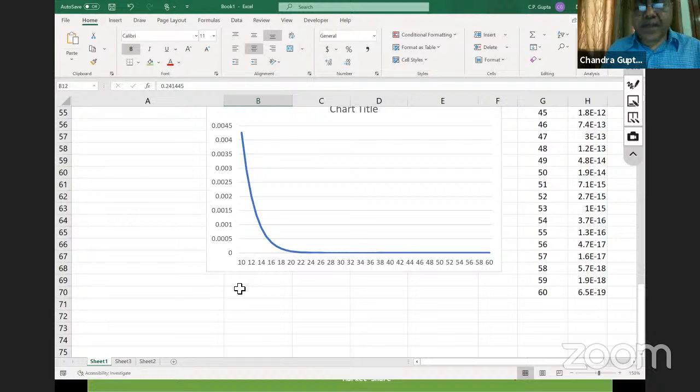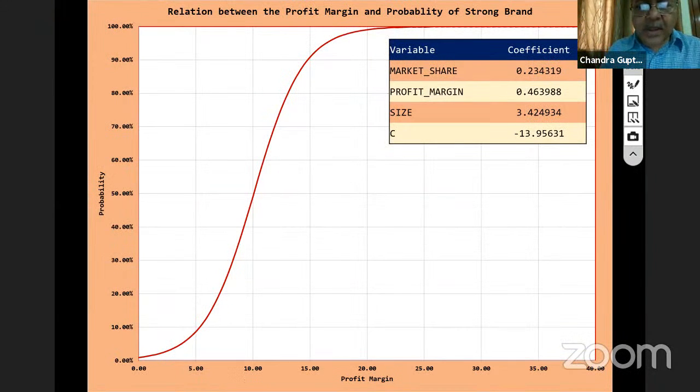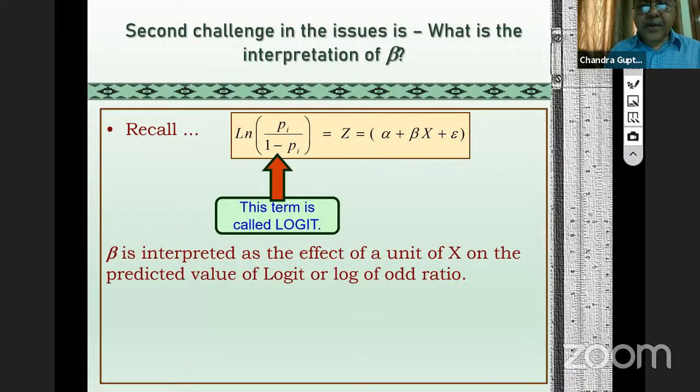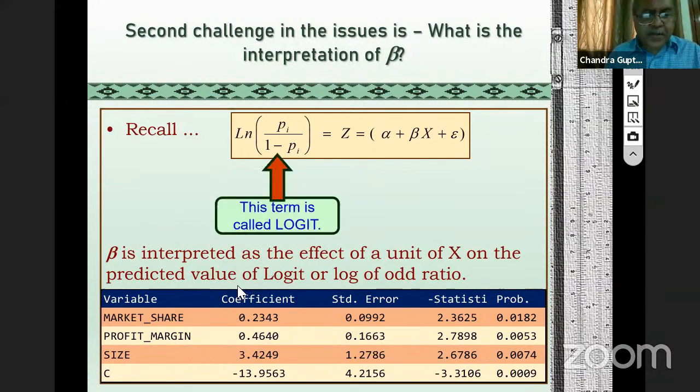So this sign will tell me the direction of the relation between the variable and the corresponding probability. Similarly, you can also study the relationship between the profit margin and the probability of a strong brand. Second, what is the interpretation of the beta? What beta represents here?